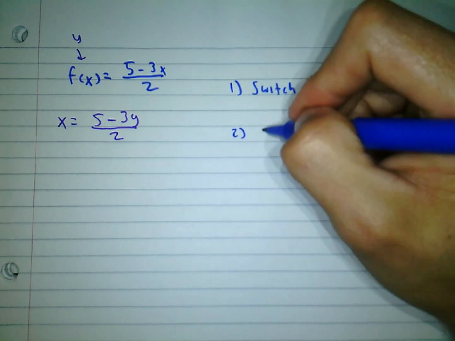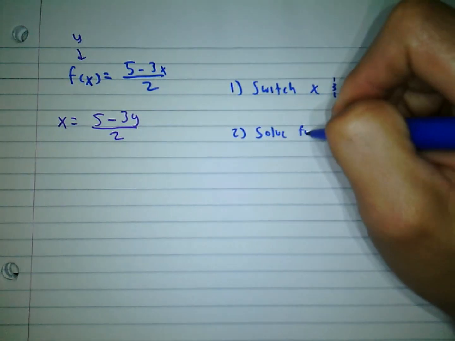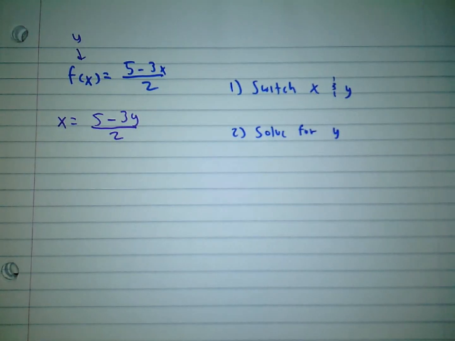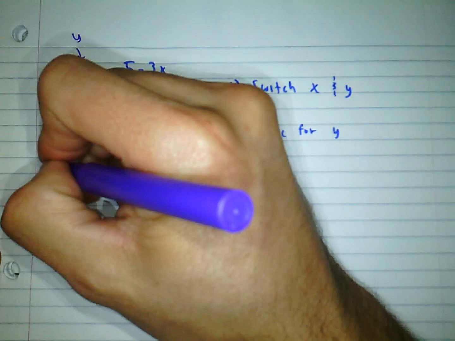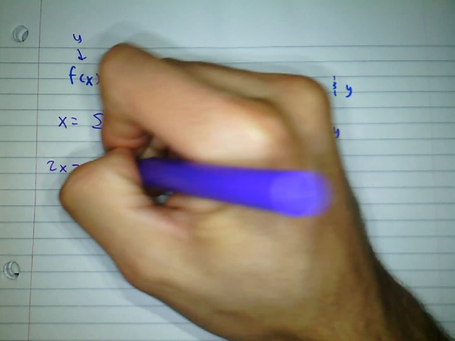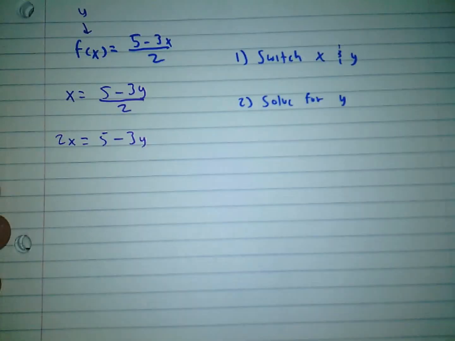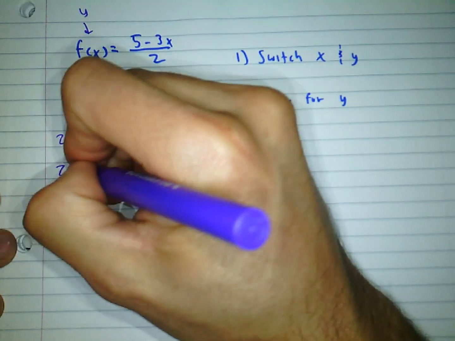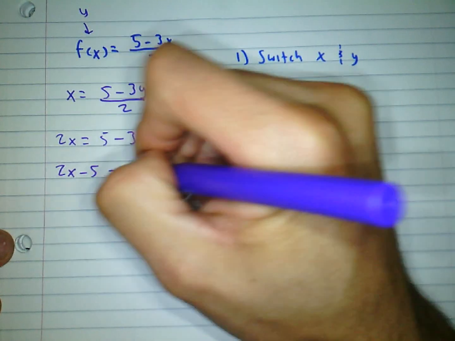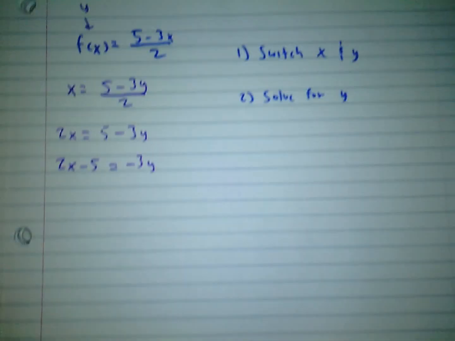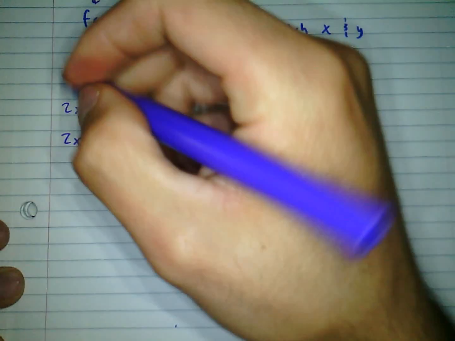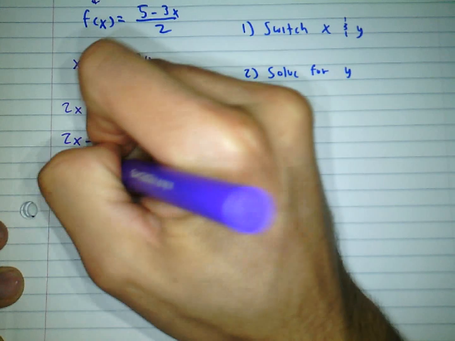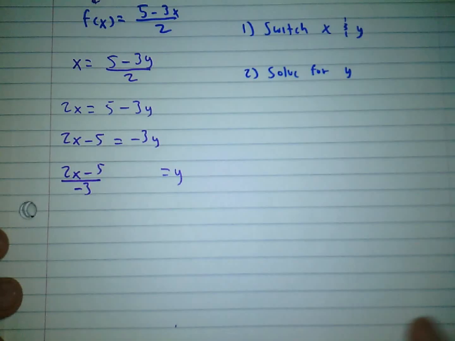Step 2 is going to be to solve for y. So in order for me to do that, I'm going to multiply both sides by 2. So that's going to give me 2x is equal to 5 minus 3y. I'm going to subtract 5. So that's going to give me 2x minus 5 is equal to negative 3y. And then I'm going to divide by negative 3, which is going to give me y equals (2x - 5) divided by negative 3.